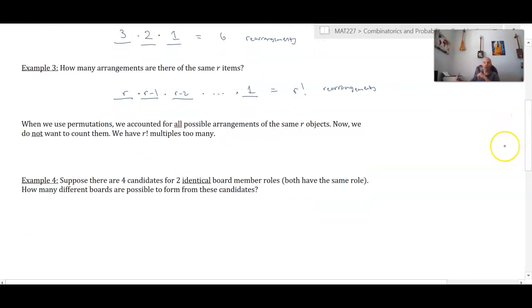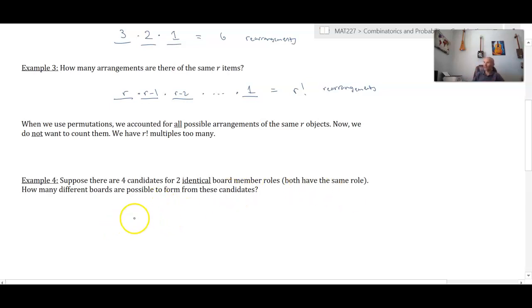As an example, suppose there are 4 candidates for 2 identical board member roles. Both have the same role, so it doesn't really matter whether we call Jane or Sam first. The point is Jane and Sam are forming the board, and that's just really one possibility.